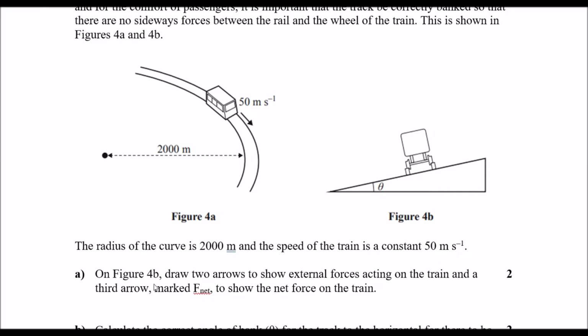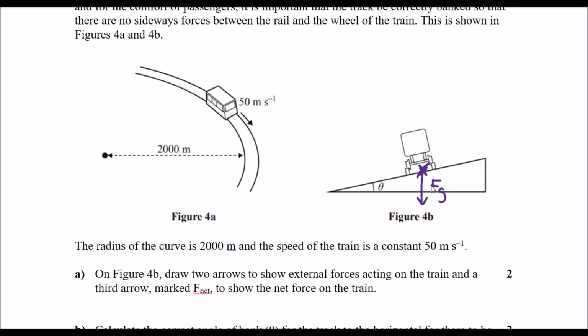It says on figure 4B, draw two arrows to show the external forces acting on the train and a third arrow to mark the net force on the train. So this is what we have. The first one obviously being gravity. We know that is always going to point downwards.